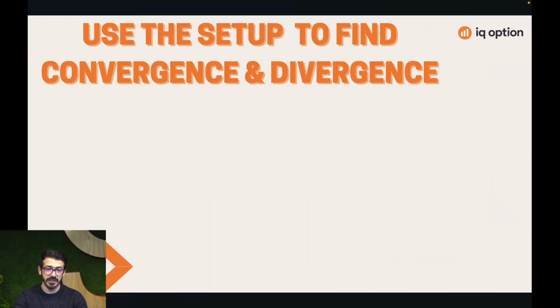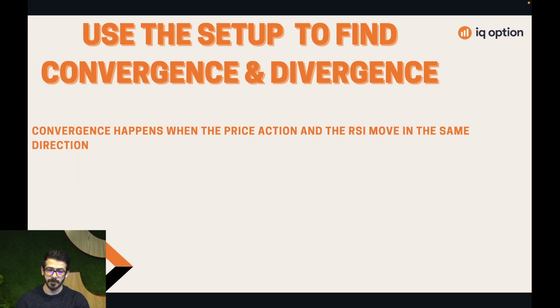How to use the setup to find convergence and divergence. Now, this is a part that I mentioned in the previous video when I was speaking about the RSI on its own. Now we're going to speak on it again and see how combining it with the Bollinger Bands, a different indicator, can help us improve with it. So basically, convergence happens when the price action and the RSI move in the same direction.